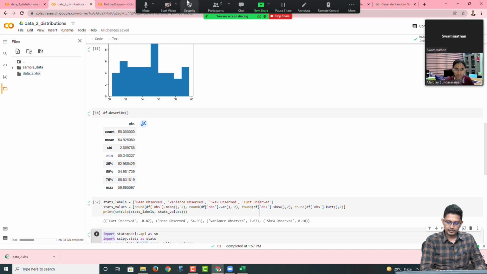is 55. So 55 and the mean of 54. So we can assume that this comes from a uniform distribution which is between 50 and 60. Yeah, looks like a solid guess.